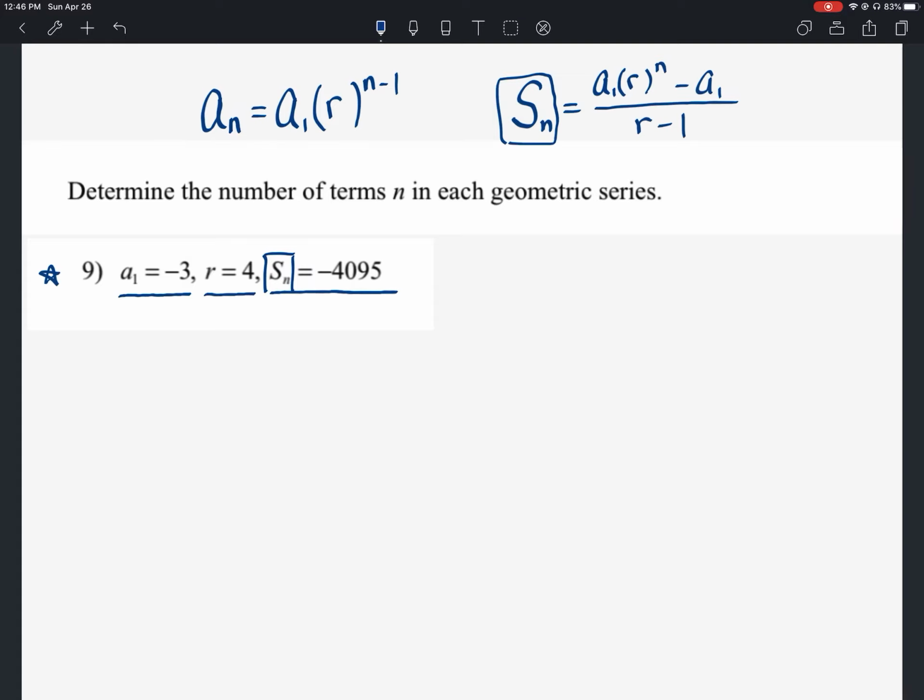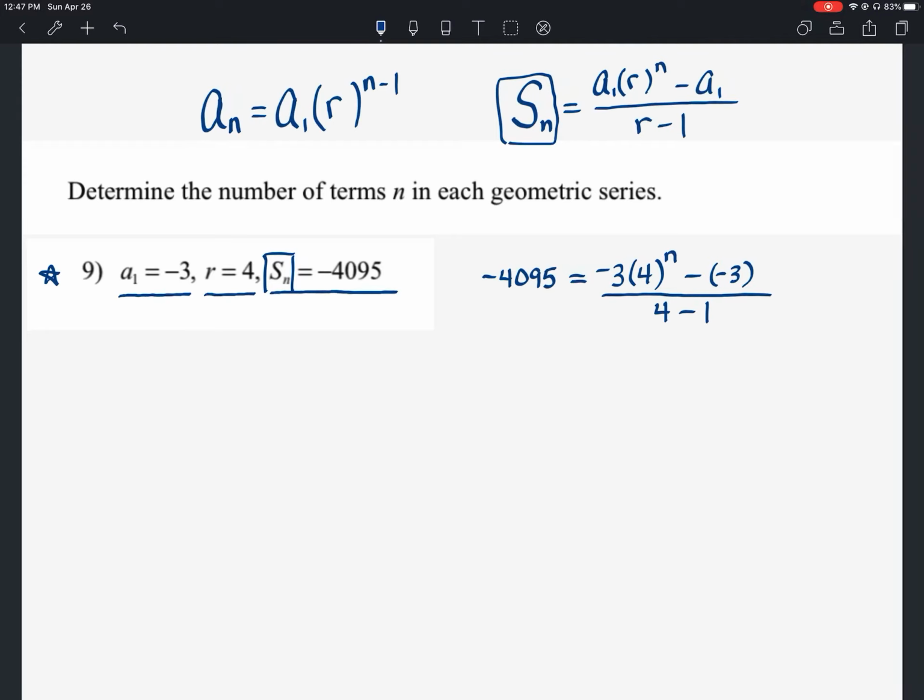So let's substitute in what we know. We know that S sub n, or the sum, is -4,095. So we're going to say -4,095 equals our first term, which is -3, times 4 raised to the power of n, which we don't know, so that's what we're going to be solving for, minus a -3, because our first term is -3, over r minus 1, so 4 minus 1.